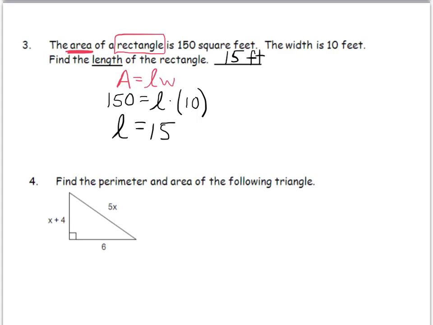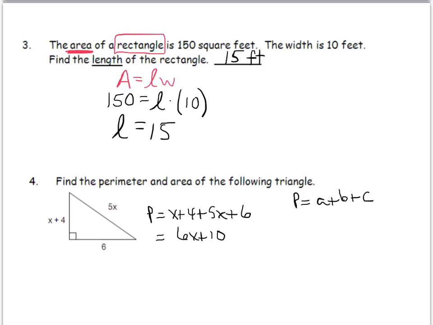All right, in number 4, we got ourselves a triangle. They want you to find the perimeter and the area of the following. For a triangle, remember the formula is just to add up: P equals A plus B plus C. That just means we're going to take all 3 sides and add them together. In this case, we have x plus 4 plus 5x plus 6. Combining like terms, you should end up with 6x plus 10.